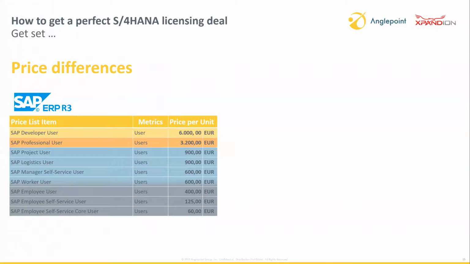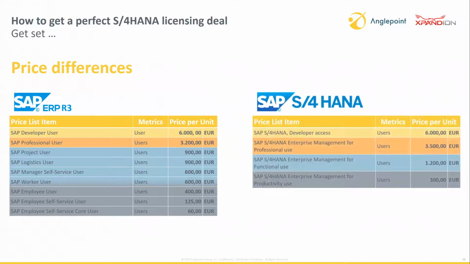If you look at the same price list, which is then reflecting the prices for S4HANA, you see a slight difference. For instance, the professional use now is 3,500 euros instead of 3,200 euros. And all of that's kind of bluish will turn into something called functional use. I will get into details in the next slide, but that comes at 1,200 euros.